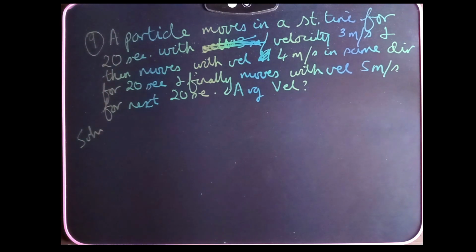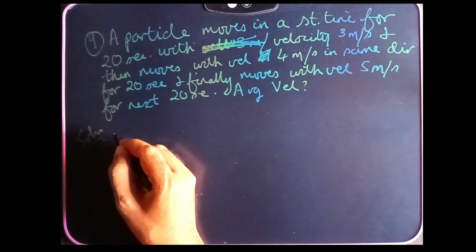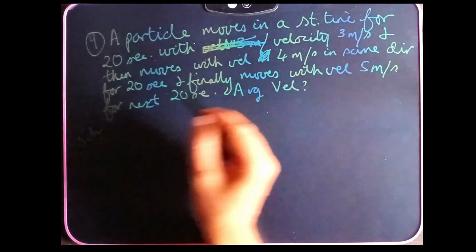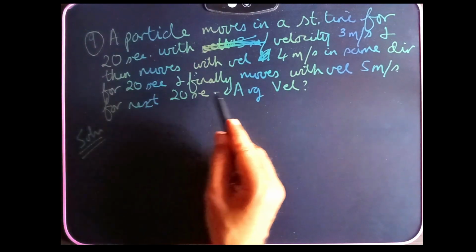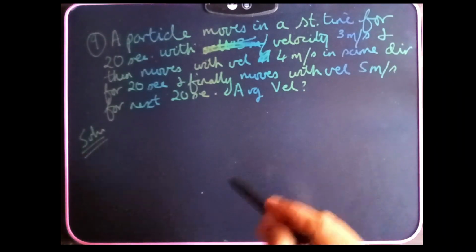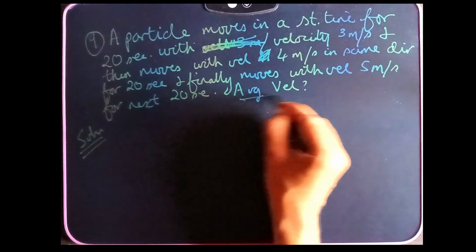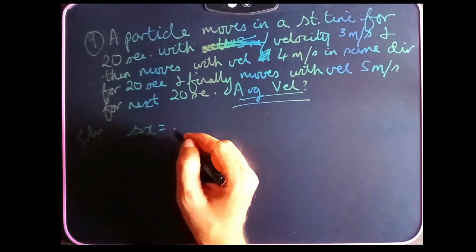Try to solve it yourself. Pause the video and try to solve it yourself. Okay. So here what is given? Moves in a straight line for 20 seconds with velocity 3 meter per second, and then moves with velocity 4 meter per second in the same direction for 20 seconds, and finally moves with velocity 5 meter per second for another 20 seconds. There is no return back here. It's going along, right? So for average velocity, we need the total displacement. What is the total displacement?